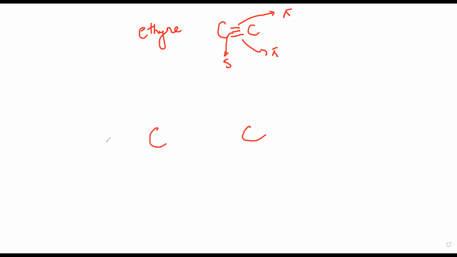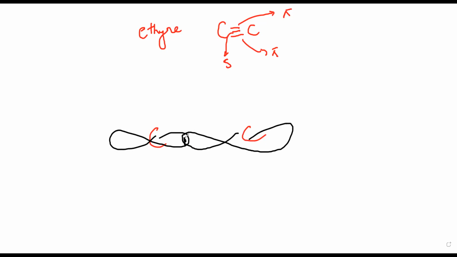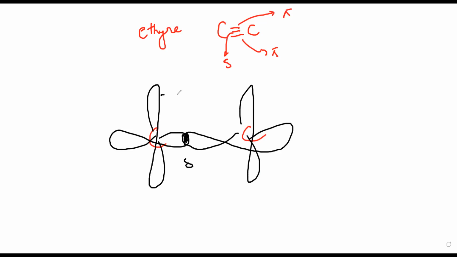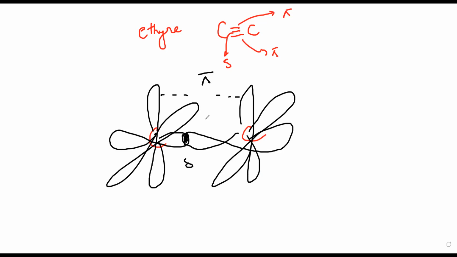When we draw the structure, this is one and this is another. Because there's a complete overlapping, this will be a sigma bond. Then this is the y-axis, and this one is also the y-axis, so there will be a pi bond. And then for the z-axis, this is the z-axis and this one is also in z, and there will be attraction between them. That's also pi. So there will be one sigma and two pi if there's a triple bond.